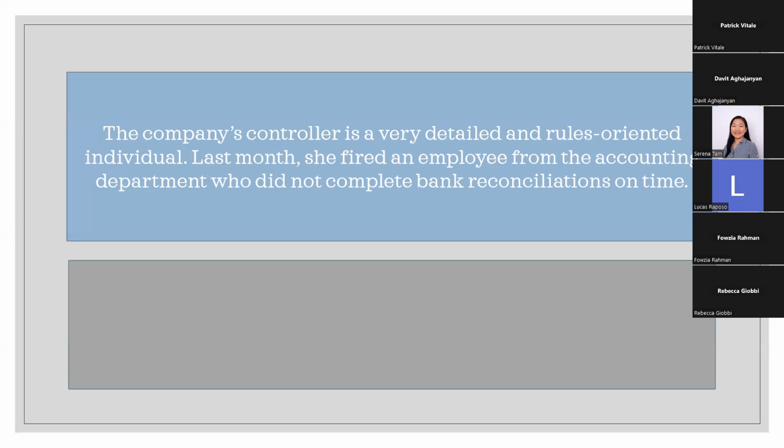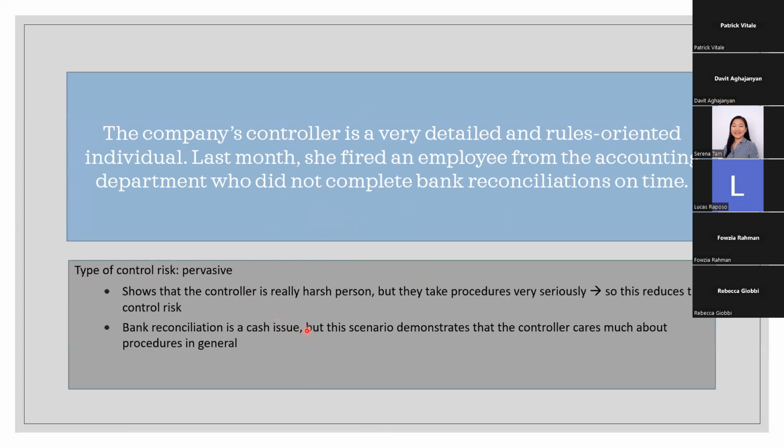But we're starting from the top, which is the controller, and then we're going to the bank rec. The controller has an impact on many accounts. So the type of control is pervasive. It shows that the controller is a very harsh person, but they take procedures very seriously, so this reduces control risk. The bank rec is a cash issue, but the difference is that the controller cares much about the procedures. Tone at the top. That's what we like to hear when it's pervasive. Decreases control risk.